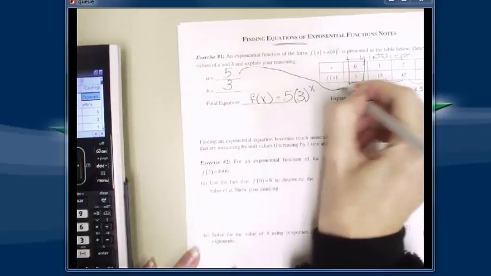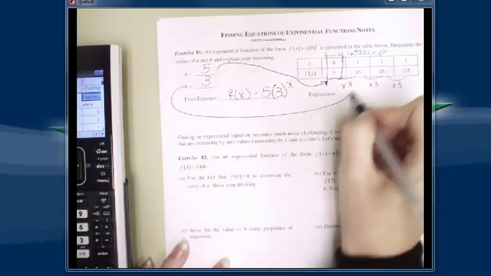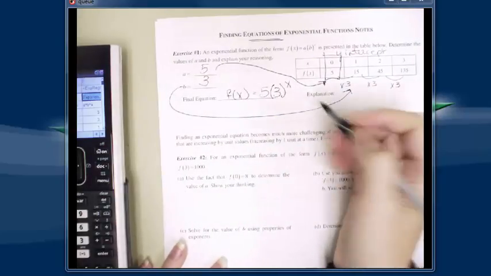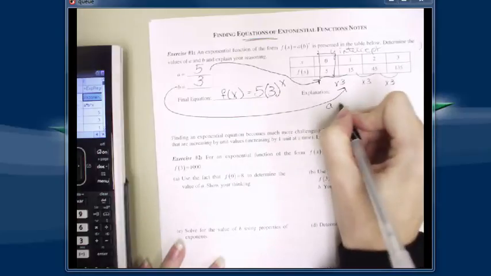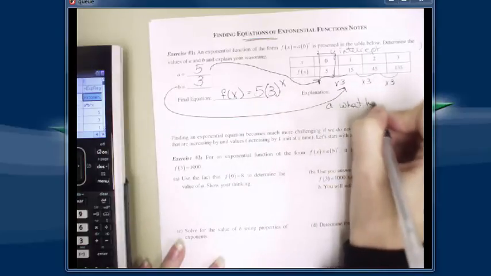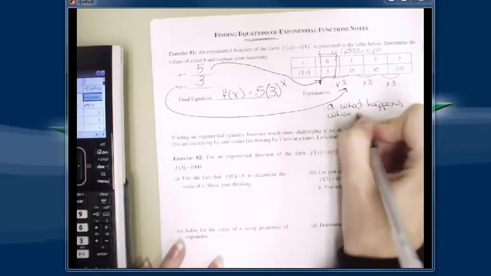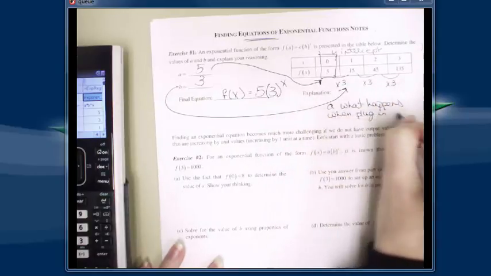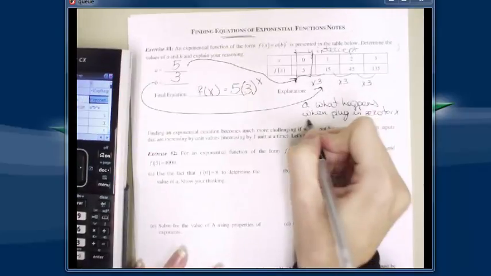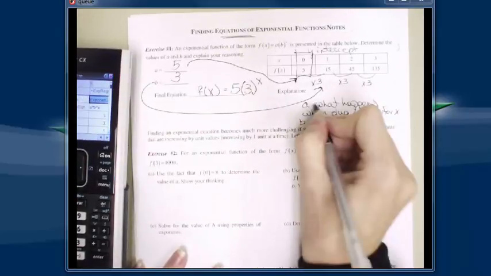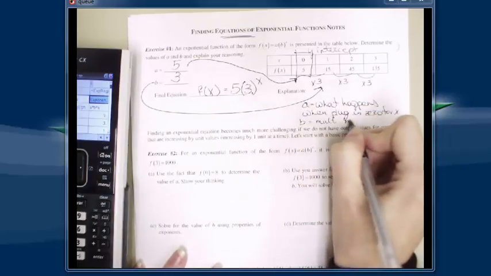Notice the A value is the y-intercept. The B value is what I multiplied by. So we'll start with A is what happens when I plug in 0 for x, and the B is what I'm multiplying by.